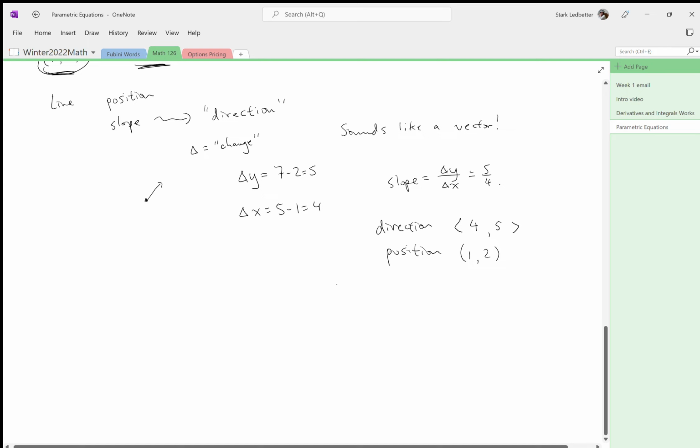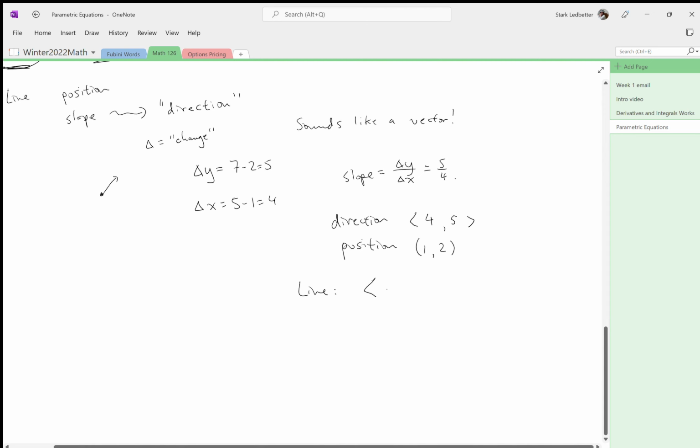So then we can say the line can be represented by the vector. We think of it as a moving point, remember? So you start at this point, (1, 2), and you add this direction t times, as many times as you want. And there's your line.